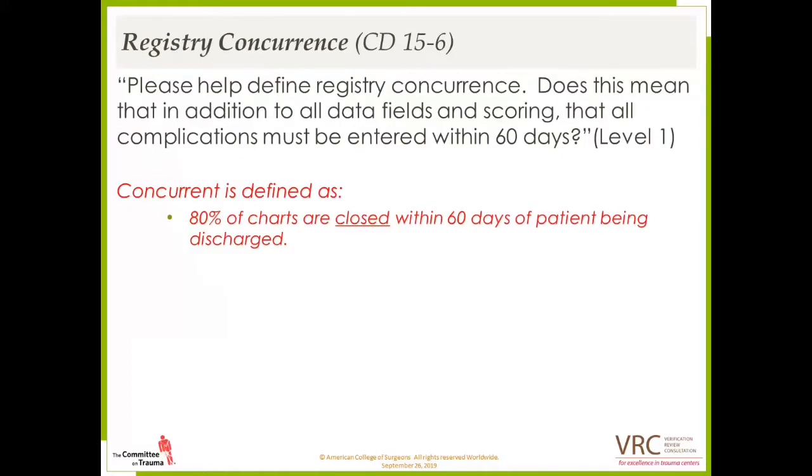So here's one for registry concurrence. Please help define registry concurrence. Does this mean that in addition to all data fields and scoring, that all complications must be entered within 60 days? So concurrent, as we use the term in our official verification documentation, we define that as 80% of your charts are closed within 60 days of a patient being discharged. So when you see concurrent referenced in the Orange Book, clarification document, anything to do with verification, that is what we mean. So 80% of your charts are closed within 60 days of discharge.